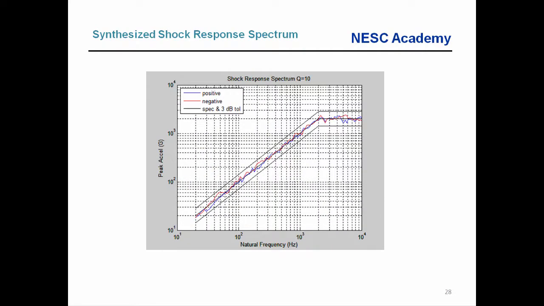And of course, we also need to check the SRS specification. So here we have SRS, Q is equal to 10, as indicated on the title. Peak acceleration in G along the y-axis, natural frequency in hertz along the x. Then we have the three black lines. The middle black line is our nominal specification. We have plus and minus 3 dB tolerance bands, and the positive and negative curves are within those tolerance bands.